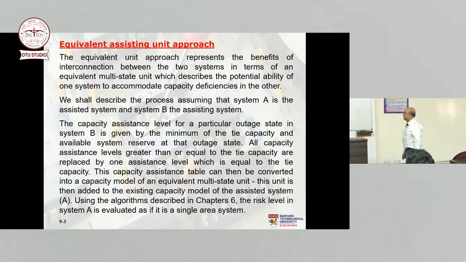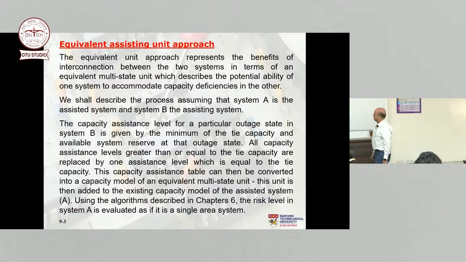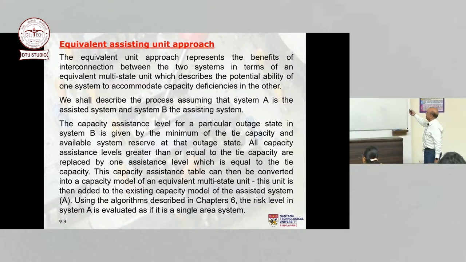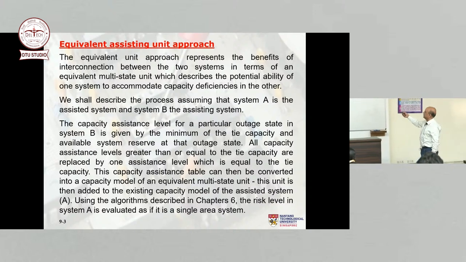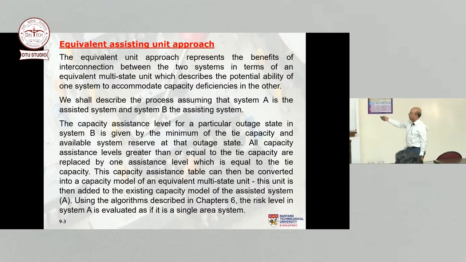So the equivalent assisting unit approach works like this. It represents the benefits of interconnection between the two systems in terms of an equivalent multi-state unit. It could be a two-state unit, but in general, we expect it to be a multi-state unit, which describes the potential ability of one system to accommodate capacity deficiencies in the other.